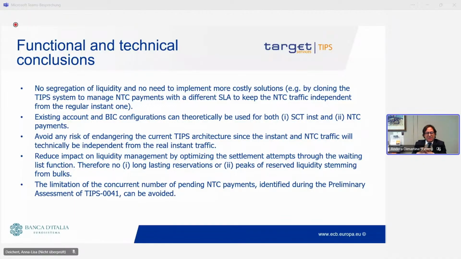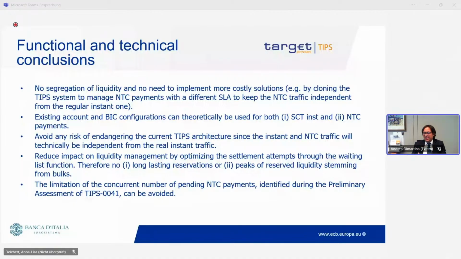At that time, we didn't provide such an efficient solution. So using the same TIP score, we were forced to have a limitation in the concurrent number of pending non-time critical payments that we finally were able to remove completely. So at the moment, there is no limitation.